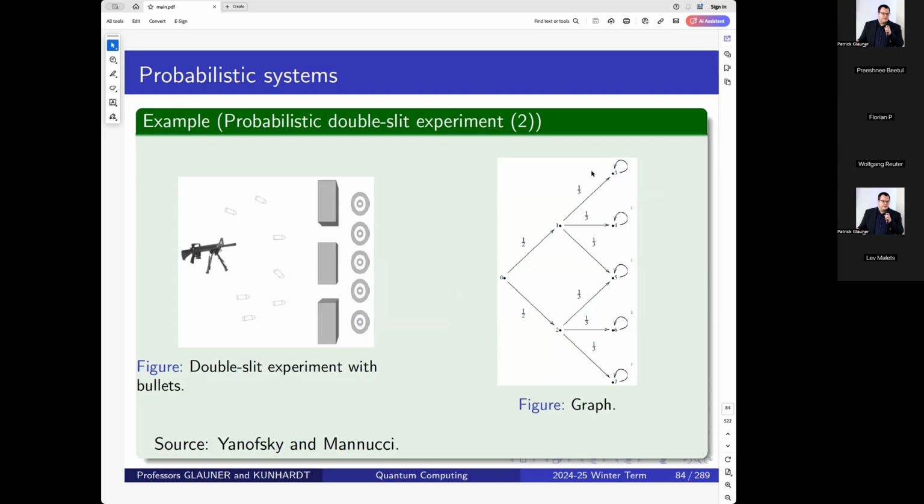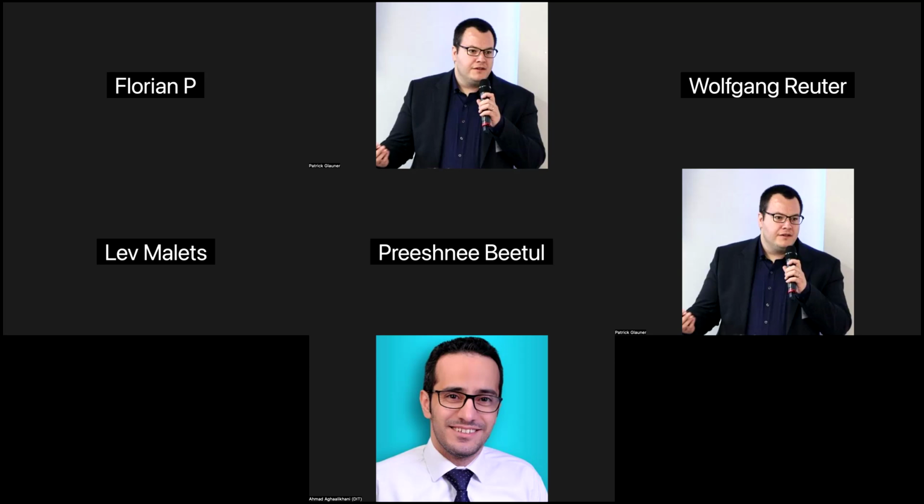And we can try to describe this as a graph. I think I will again describe the graph step by step, because we will also need to turn the graph into a matrix very soon.